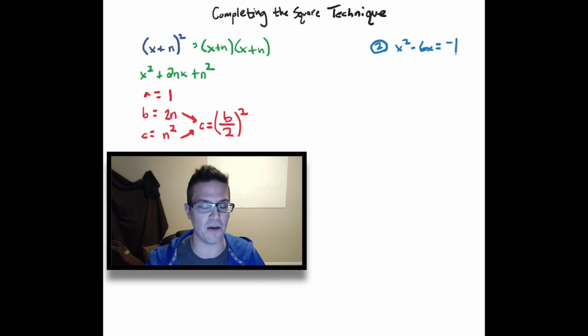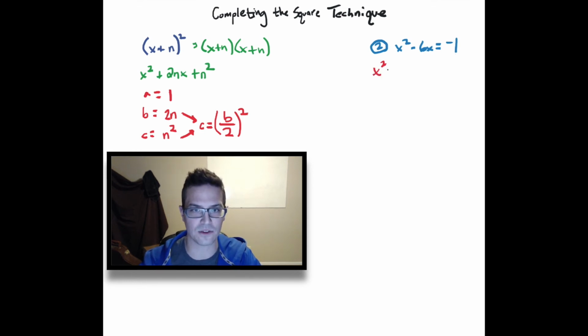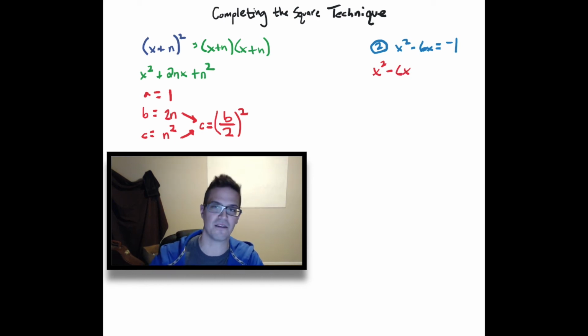So you might want to write that down. Okay. Now, since the c is already on the other side, I'm actually just going to recopy really quick what is on the left side. So I'm going to write x squared minus 6x. Now, I want to make a perfect square out of this side.